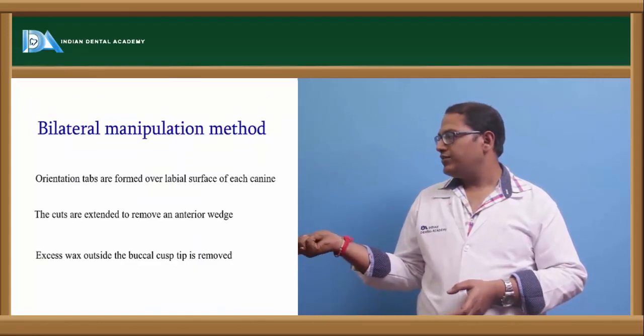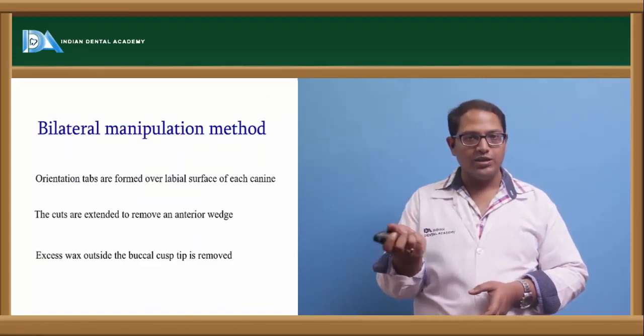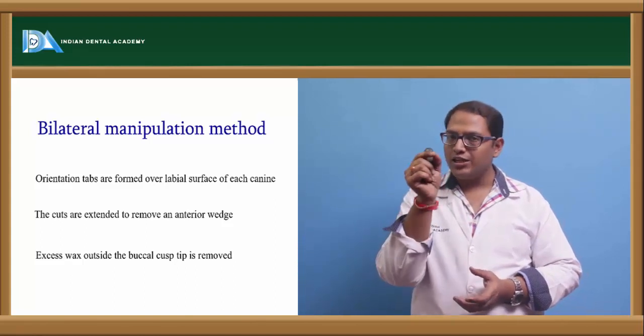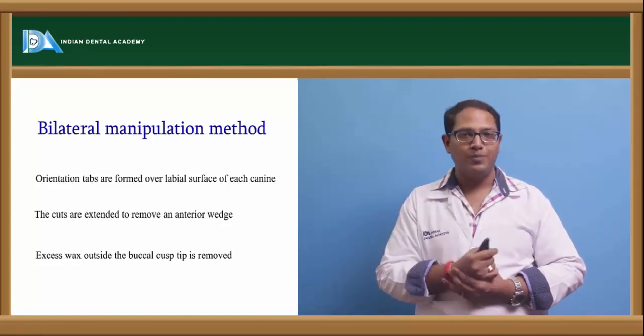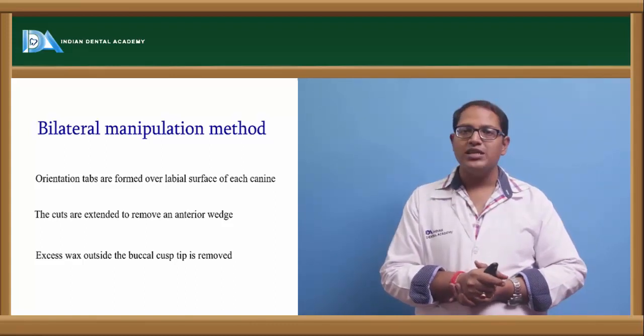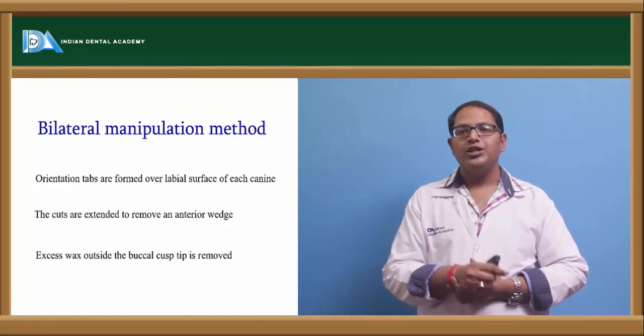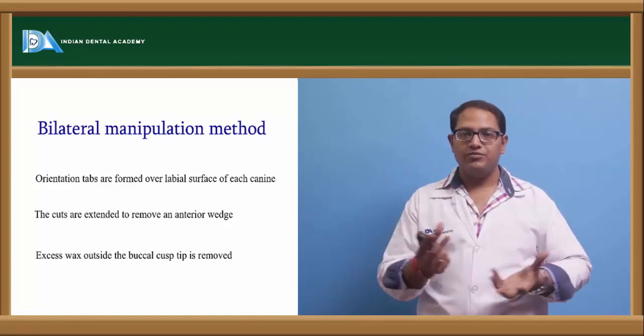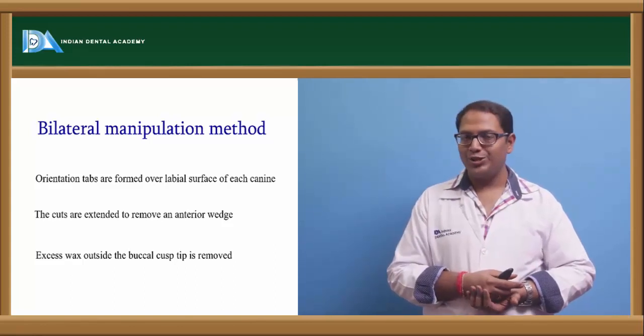After this is done, you take out the material, and in the functional cusp area you add zinc oxide eugenol paste, and then again you close it with the help of the orientation tabs, and once you remove it you will have the entire registration of the centric relation record.